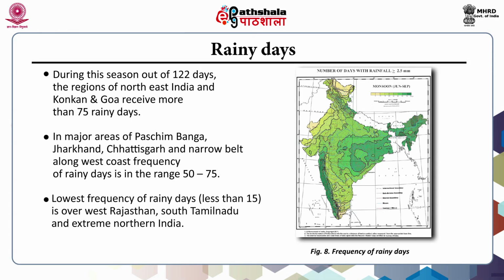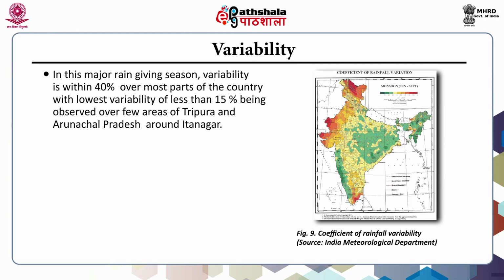Lowest frequency of rainy days, which is less than 15 days, is observed over western Rajasthan, South Tamil Nadu and extreme northern India. In this major rain-giving season, the variability is within 40% over most parts of the country, with the lowest variability of less than 15% being observed over a few areas of Tripura and Arunachal Pradesh around Itanagar.